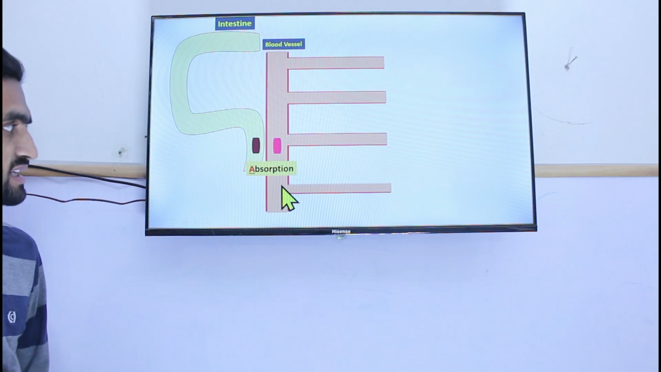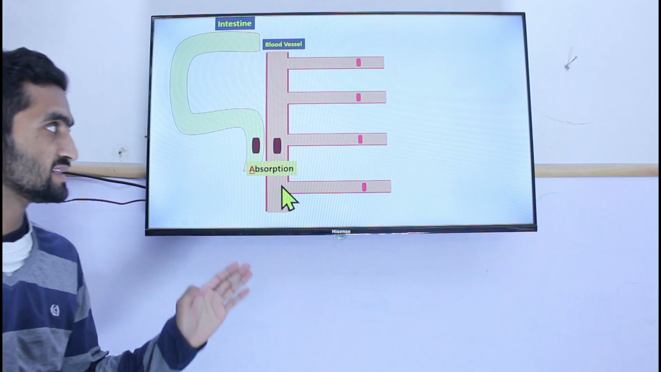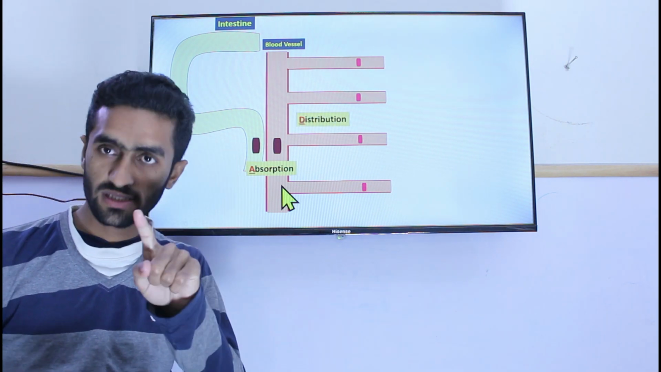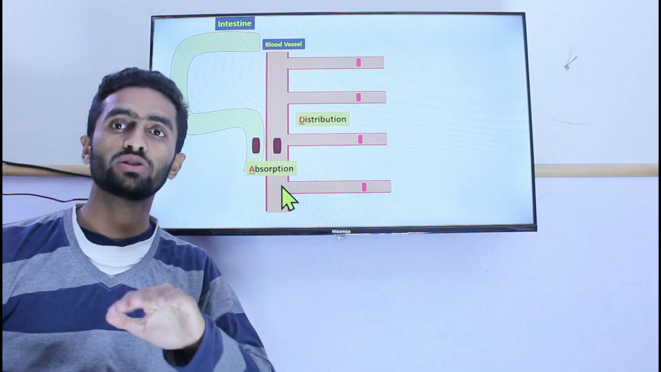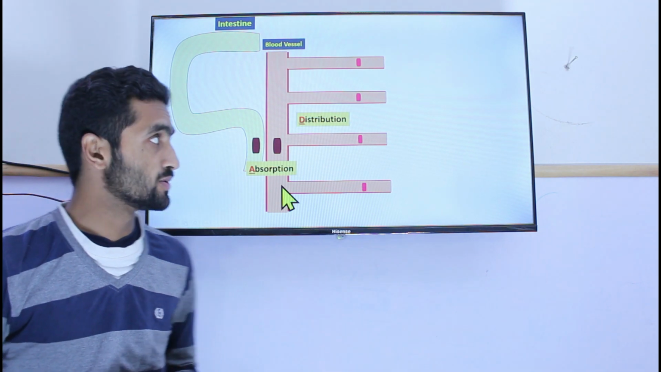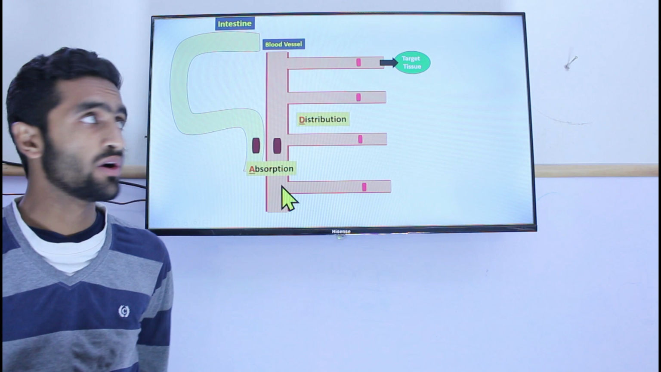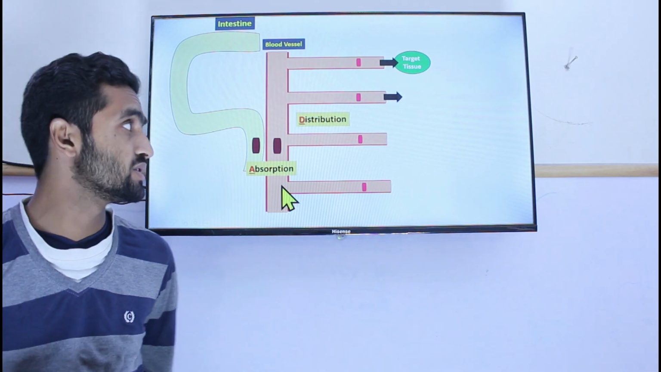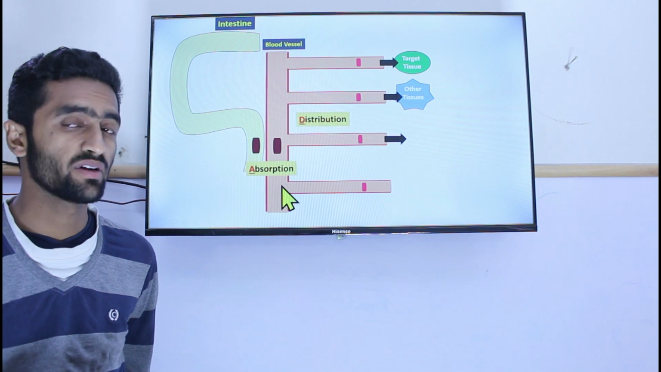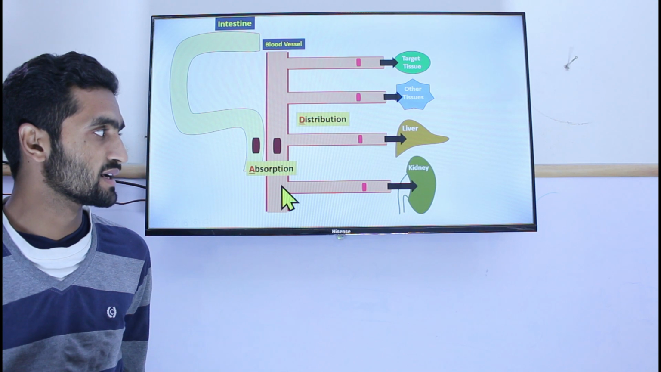Let's see, these are different tissues, and the drug is going there. So this is the second stage, distribution. It does not go into one specific place. It has to distribute throughout the blood because our blood is going throughout the body. For example, it goes to the target tissue where it does the actual job, and it can go to other tissues where there is no need. It goes to the liver and the kidney.